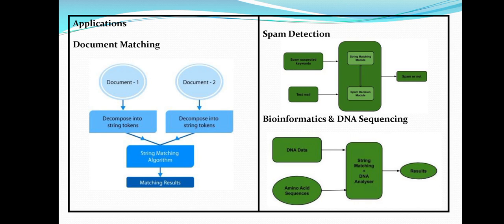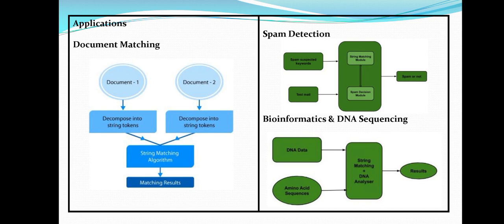Next application is spam detection. Similarly, we will have a database of spam suspected keywords and test mails. The algorithm will compare the spam suspected keywords in the test mail. Based on the keyword matching, it will detect whether it is spam or not. So that is one of the applications of string matching algorithm.